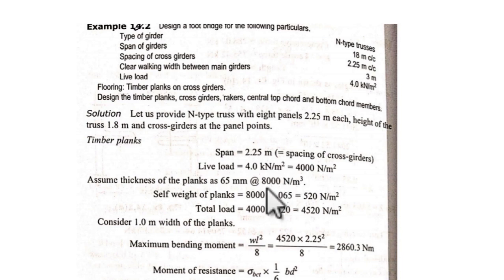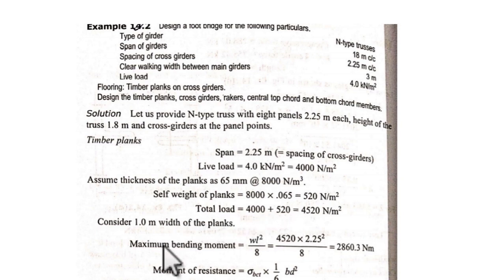the timber plank. So we have to find the weight. Its density is 8000 Newton per meter cube. Multiply this by the thickness, and this gives 520 Newton per meter square. So this is the dead load per plan area. Total load will be live load plus dead load. So 4000 plus 520 is 4520 Newton per meter square. This is the total load that is coming on the plank.